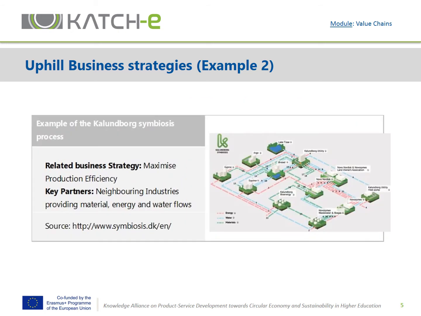Kalundborg Symbiosis project in Denmark is another good example to show the influence between circular business strategies and the value network. It is a local partnership between 8 companies established in 1972. The main principle of their cooperation is that waste from one company becomes the resource of another, resulting in an efficient production requiring less resources. Here, neighboring industries providing material, energy, and water flows are the key partners required in the circular value network.